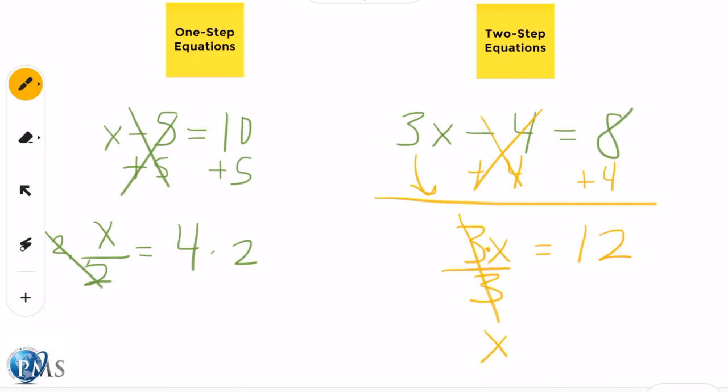Of course, we have to remember to do the same thing on the right side. So we'll divide it by 3 over there also. And 12 divided by 3 is 4. So that means x is equal to 4. And that is our answer.